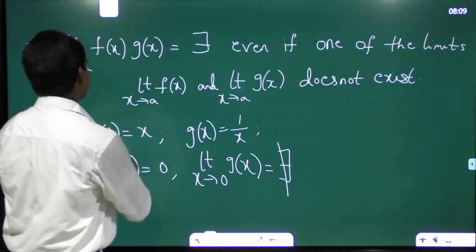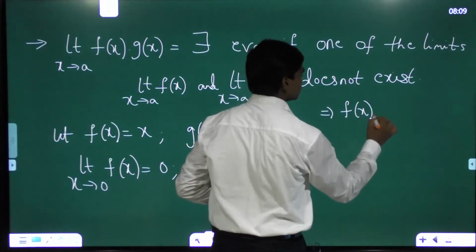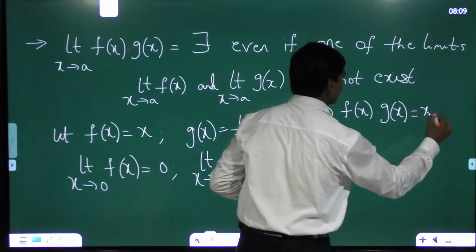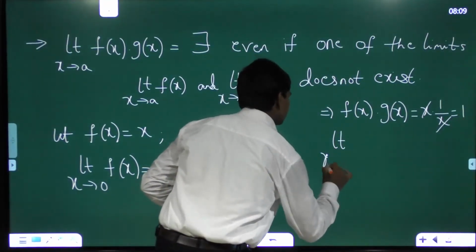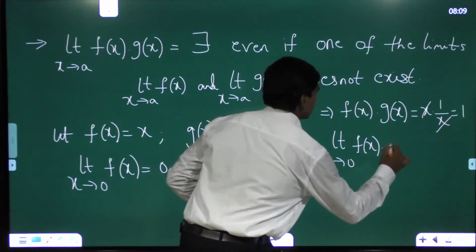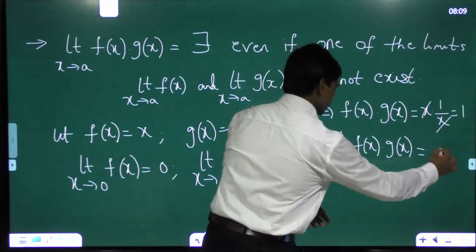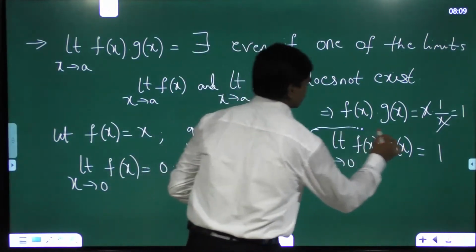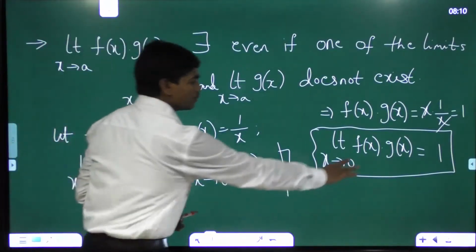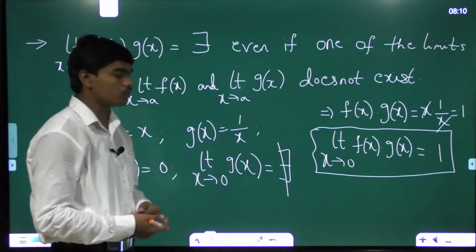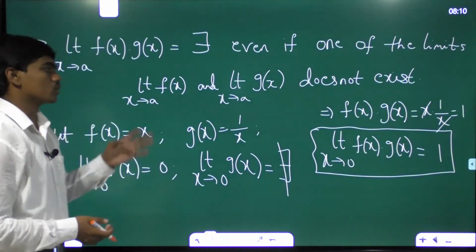Now, if you multiply these two functions, f of x into g of x, what is f of x into g of x? It is x into 1 by x. So we can cancel these two and write 1, and limit x tends to 0, f of x into g of x is equal to limit x tends to 0, 1, and the limit of a constant is the constant itself. So the answer is 1, which means that out of these two, even if one limit does not exist, the multiplication can still have a limit at a particular point. Okay, this is one important result in calculus with which we deal with many theorems. So please take a note of this.